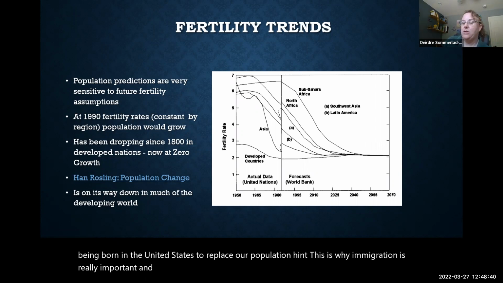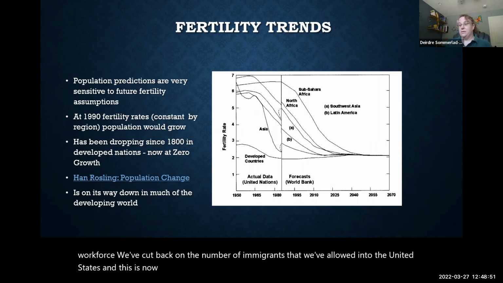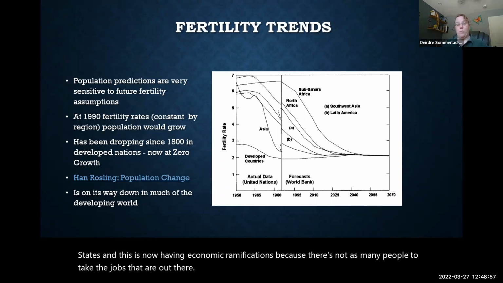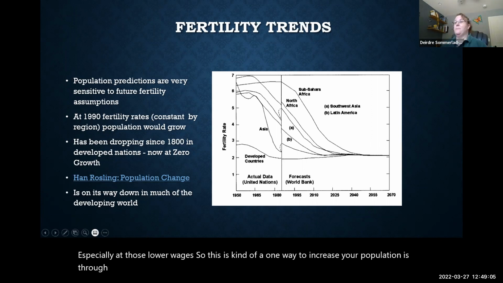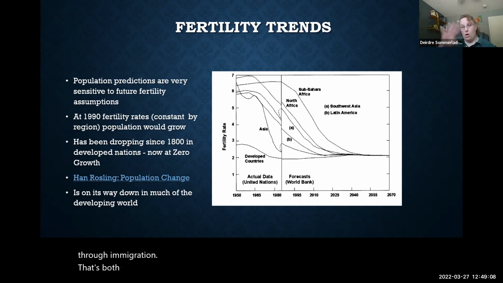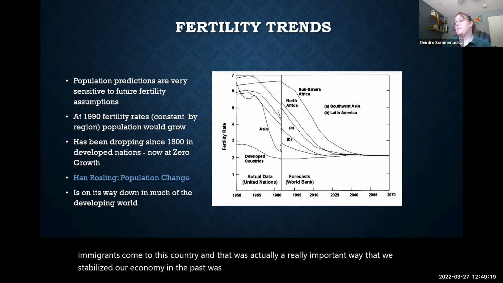And one of the issues we're facing in the United States today around our workforce is that we've cut back on the number of immigrants that we've allowed into the United States. And this is now having economic ramifications because there's not as many people to take the jobs that are out there, especially at those lower wages. So this is one way to increase your population, through immigration. That's both internal immigration, as in moving around the United States, as well as having immigrants come to this country. And that was actually a really important way that we stabilized our economy in the past.